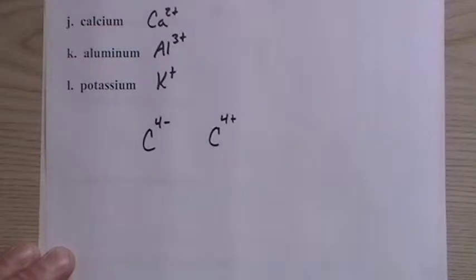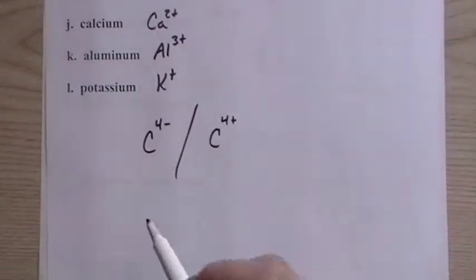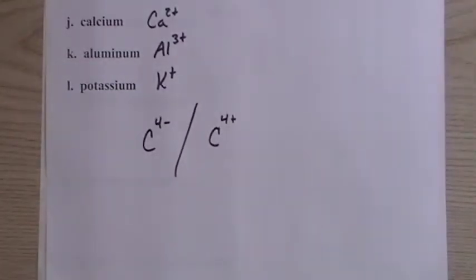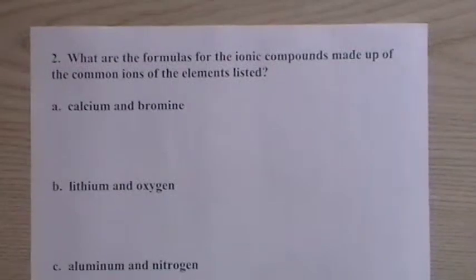So group 1A through 3A is +1, +2, +3. And then 7A is -1, 6A is -2, 5A is -3. But then when you get to group 4, it can go either way. It's on the same order of difficulty to add 4 electrons as to take them away. So normally we don't do a lot with group 4A, but it does come up.